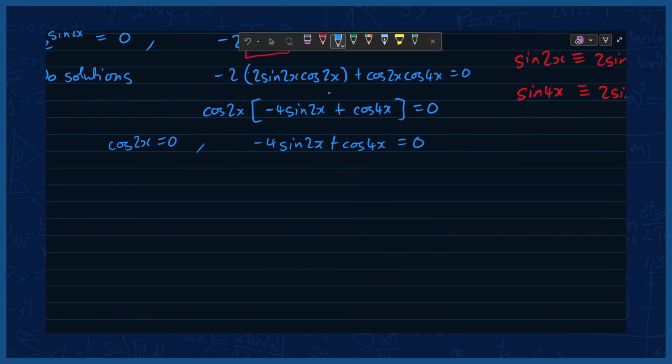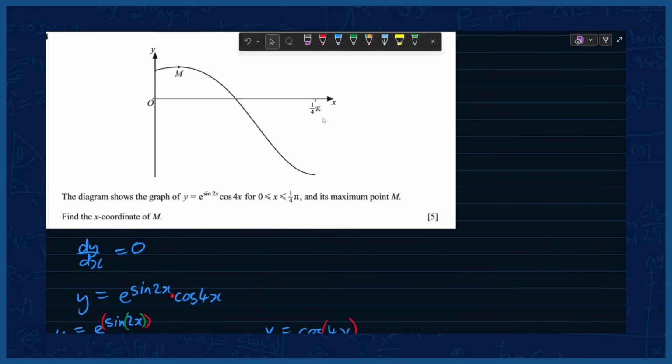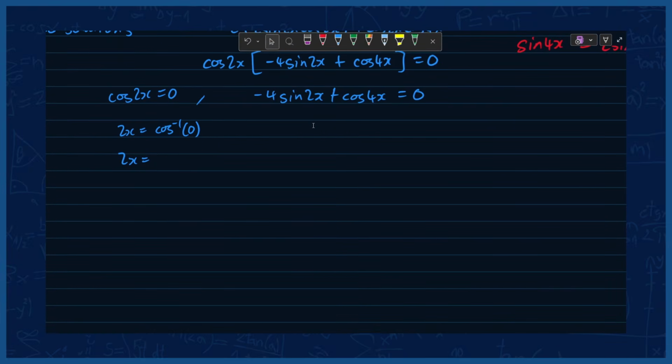So if we deal with the first equation, we'd get 2x is a cos of 0. So I get 2x is equal to, are we in degrees or radians? We are in radians, so that will be pi over 2.